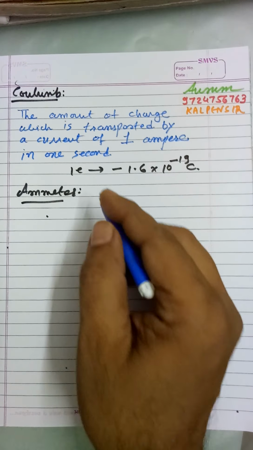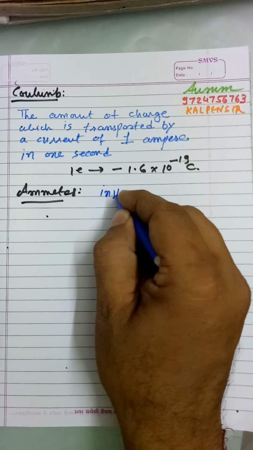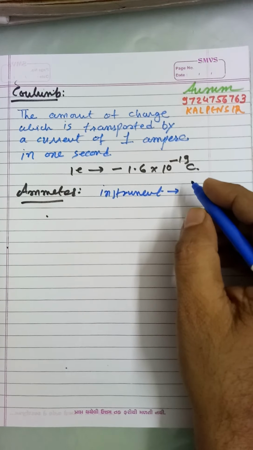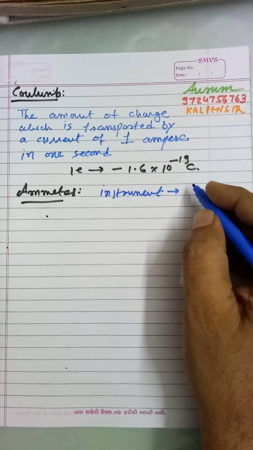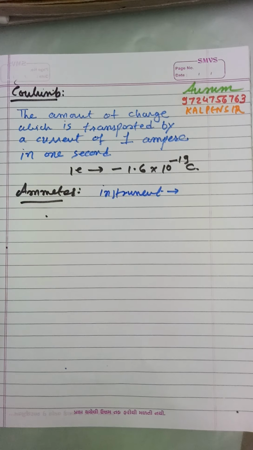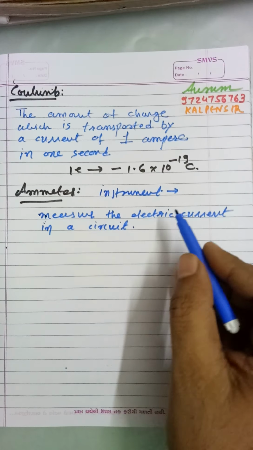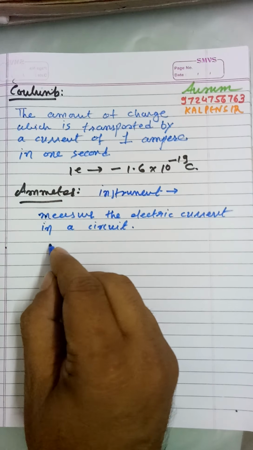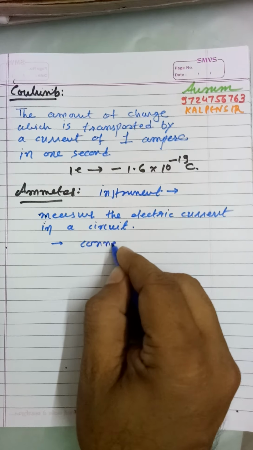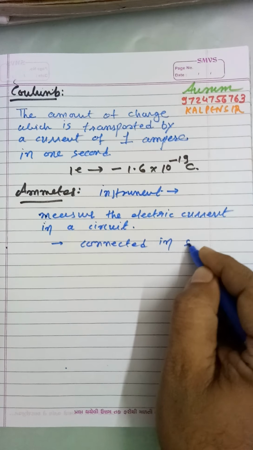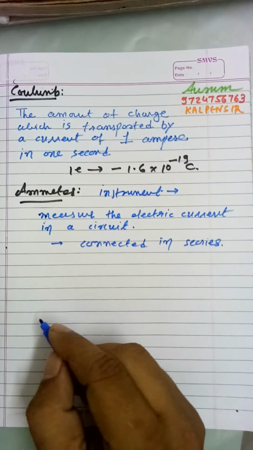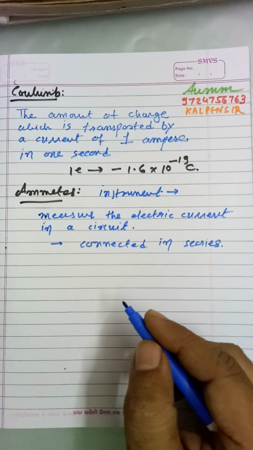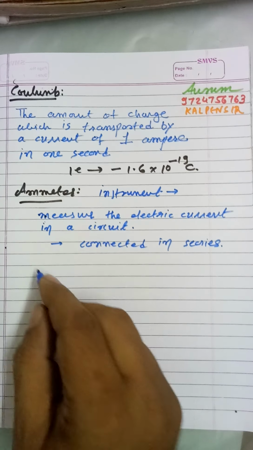An ammeter is an instrument which is used to measure the electric current in a circuit. It is always connected in series, so it has low resistance. Ideally, an ammeter's resistance must be 0.